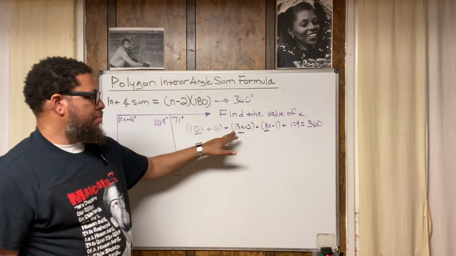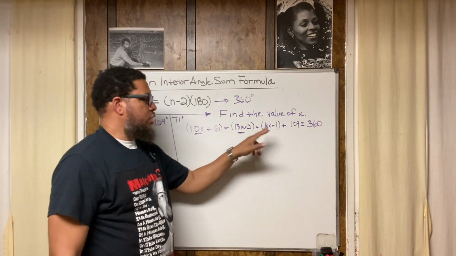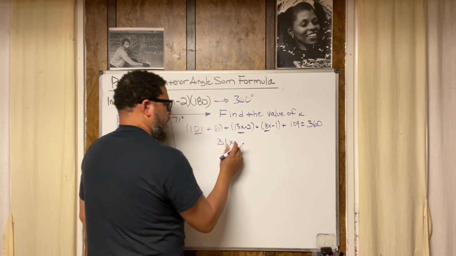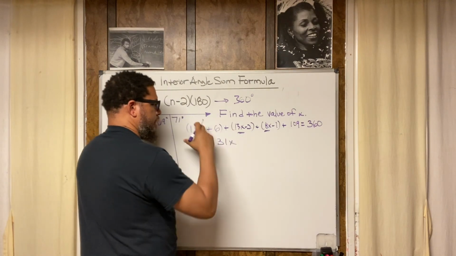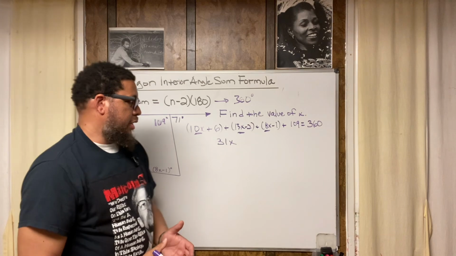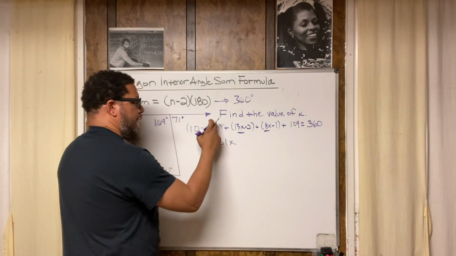So I'm going to do 10 plus 13 is 23. 23 plus 8 is 31. So that's going to be 31x. So we got 31 x's all together. 10 of them, 13 of them, and 8 of them. All together, that is 31 of them. So that's 31x. Then we're going to do the same thing with these constants.